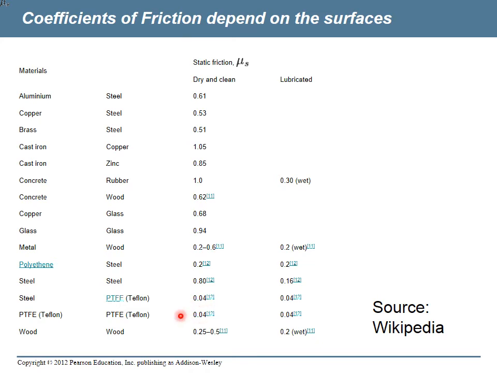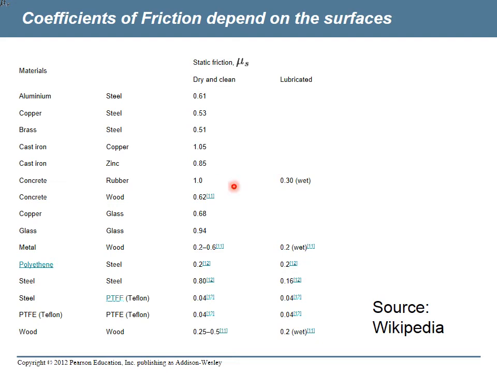So if I have a 1,000 Newton piece of steel sitting on Teflon, I would only need to apply 40 newtons of force in order to get it moving. So pretty good. The more we can reduce the coefficient of static friction, the better off we are. And how do we reduce that?